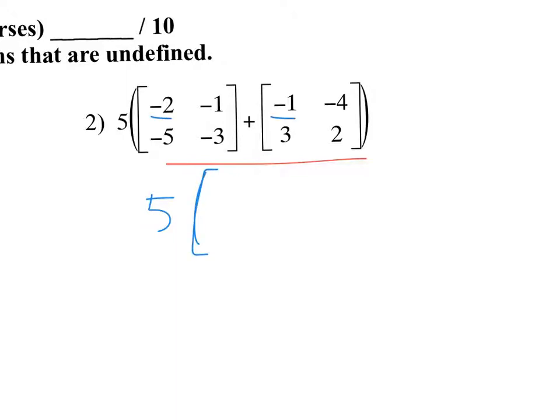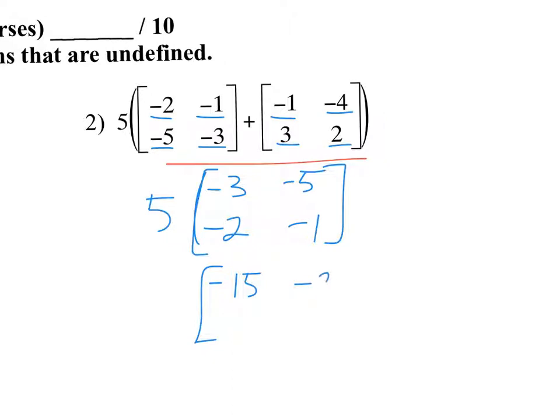Negative 2 plus negative 1 is negative 3. Negative 1 plus negative 4 is negative 5. Negative 5 plus 3 is going to be negative 2. And negative 3 plus 2 is going to be negative 1. 5 times these guys is going to give me the matrix negative 15, negative 25, negative 10, and negative 5. At that point, you're done.